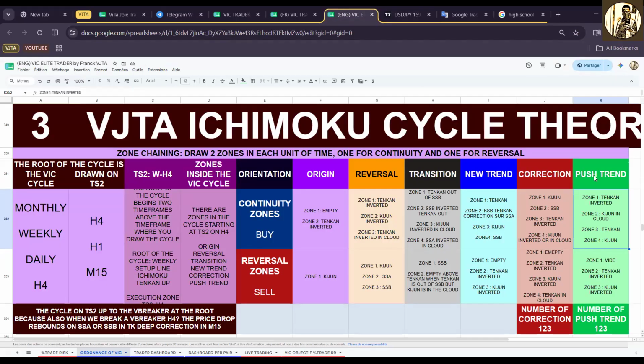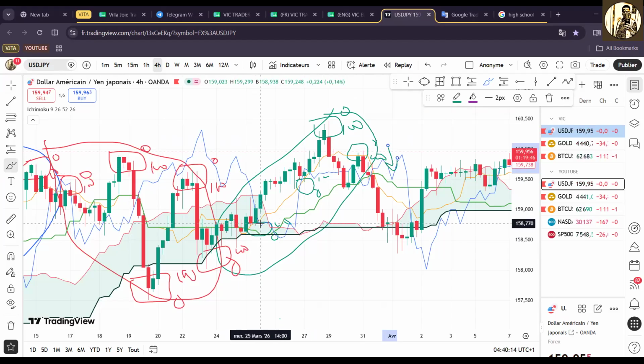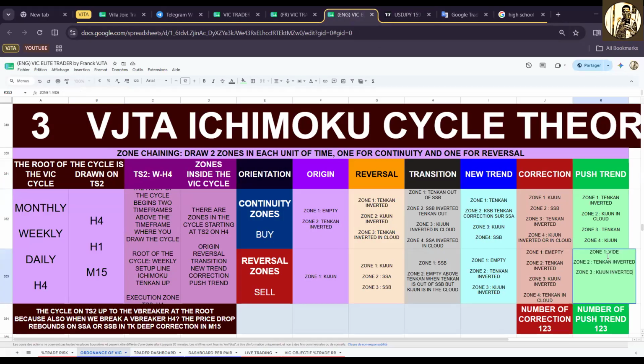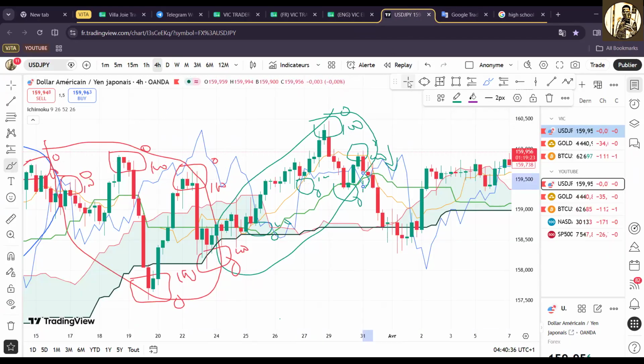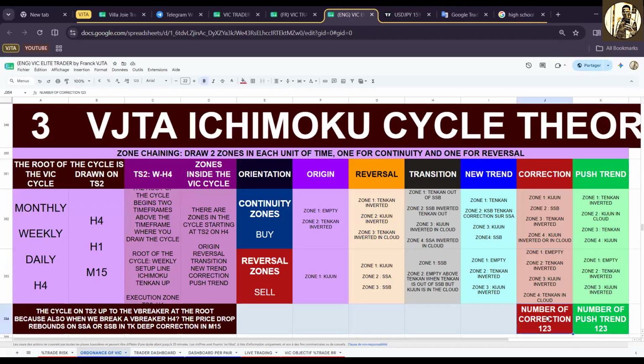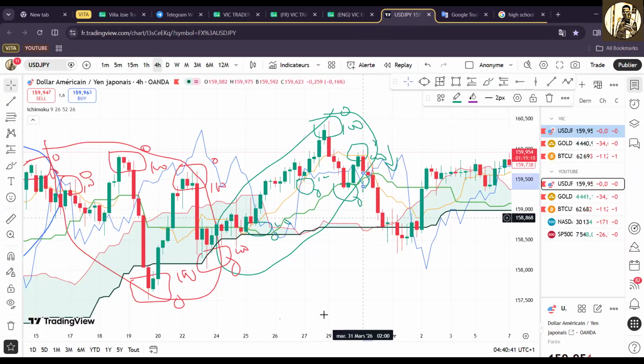So for a push trend, you have Tenkan inverted as zone of continuity. Kijun in cloud, Tenkan in cloud, Kijun in cloud. This one we just have Tenkan in cloud as zone of continuity, and Tenkan here. And even Kijun here too. Kijun as zone of continuity. And for zones of reversal, you have the empty space, Tenkan inverted, Kijun inverted.